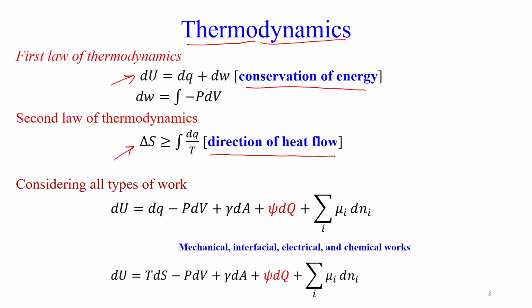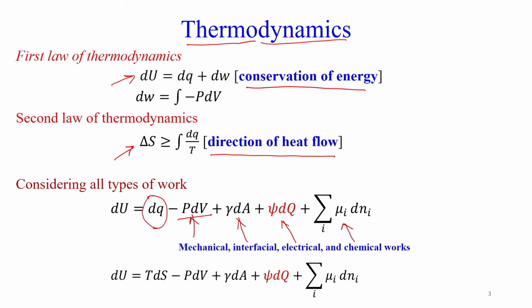Now, in the first law we are considering the mechanical work, but there can be other kinds of work apart from mechanical. So, dU is equal to dq plus dw, where dw is the mechanical work, minus P into dV. We are adding the interfacial work, gamma dA, this is interfacial energy into area. We are also adding the electrical work, psi into dq, q is the charge, psi is the electric potential, as well as the chemical work.